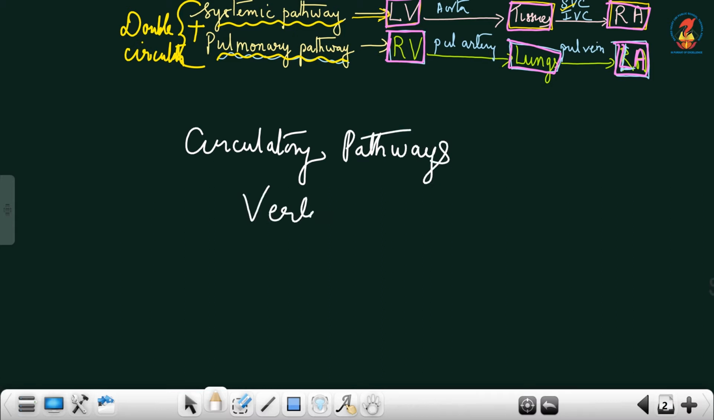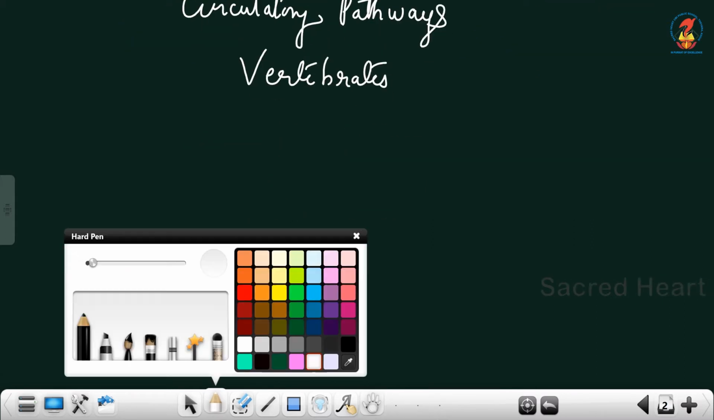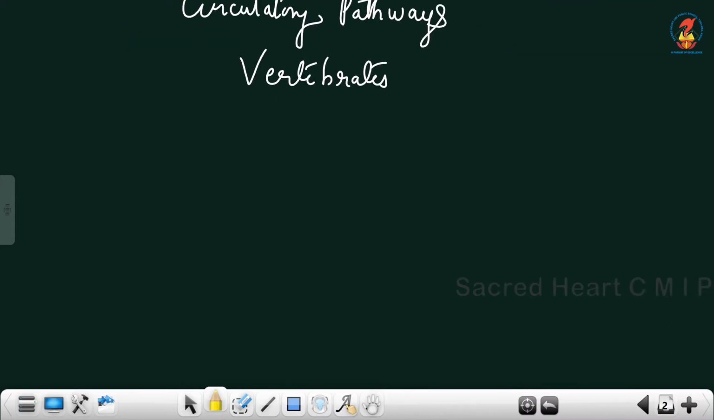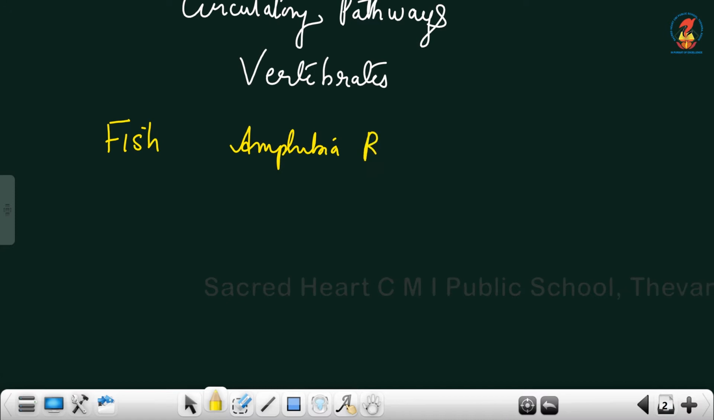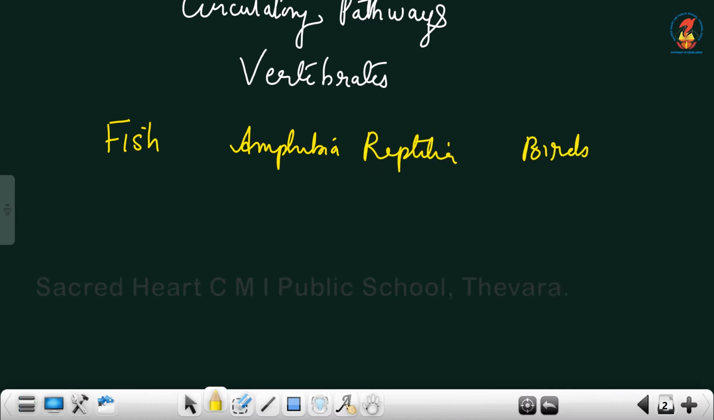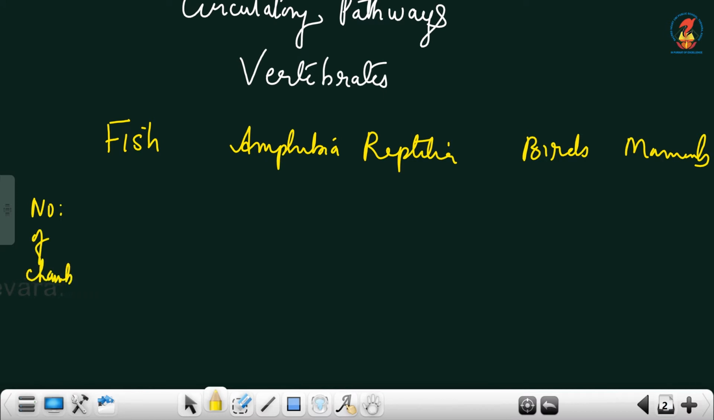considering the vertebrates, I am bringing all the 5 classes of vertebrates, namely fish, amphibia, reptilia, birds and mammals. Now what I dealt with is the pathway of birds and mammals, but before that let us see the number of chambers each class has.